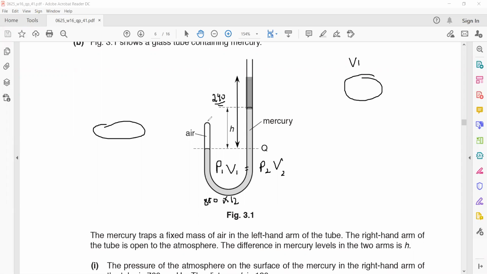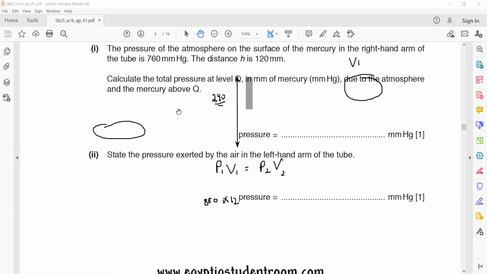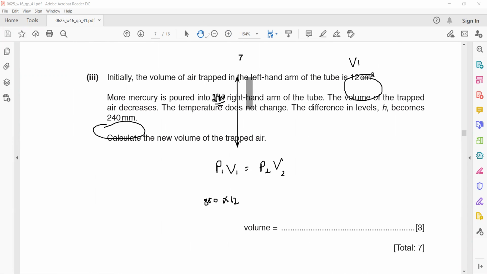So what is the new pressure? Already the atmosphere is exerting 760 and the height difference is 240. So the final pressure will become 880, because of atmosphere, 760 due to the atmosphere, plus 240, that is the mercury which we add, which is the sum, 1000, and we are finding V2.